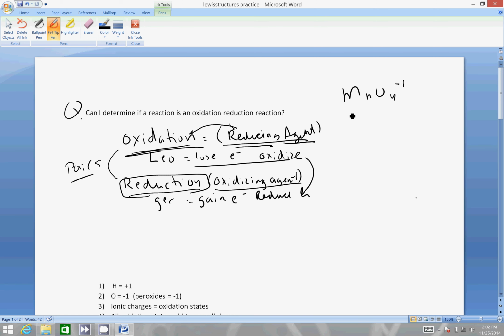MnO4 minus 1 is a very strong oxidizing agent. Therefore, it oxidizes very well.